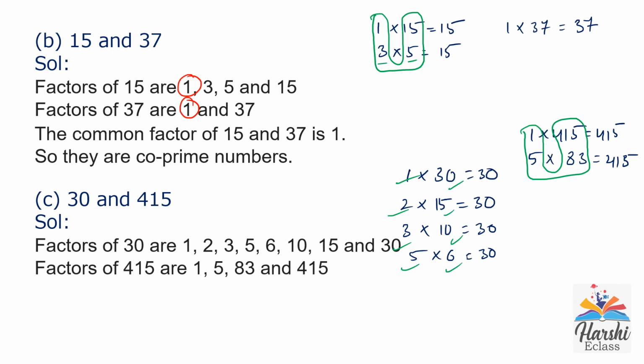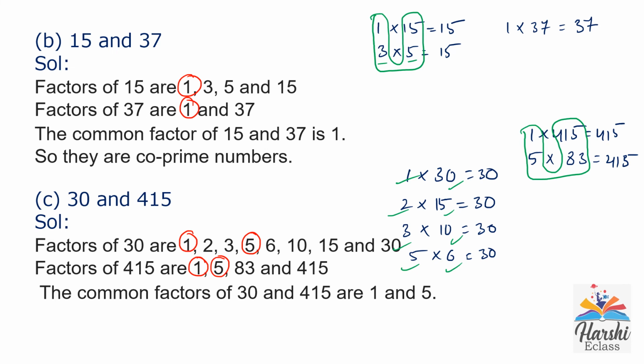Common factors. The common factors of 30 and 415 are 1 and 5. It has two common factors, those are 1 and 5. That means these numbers are not coprime numbers.